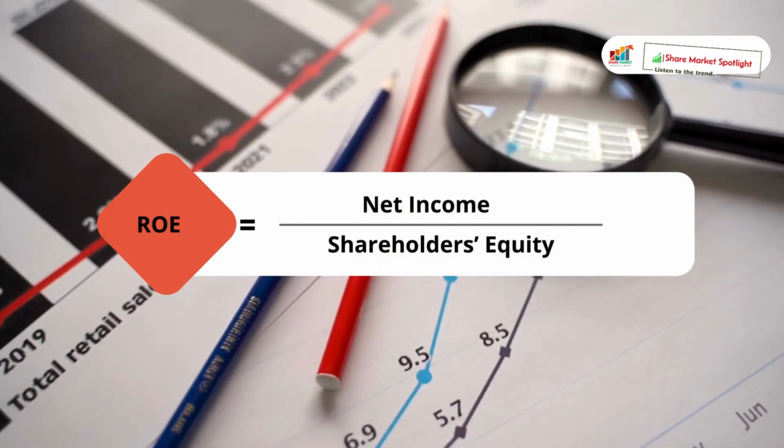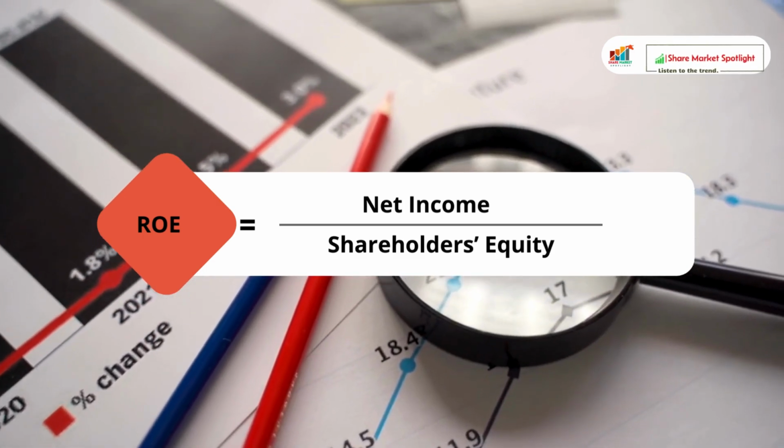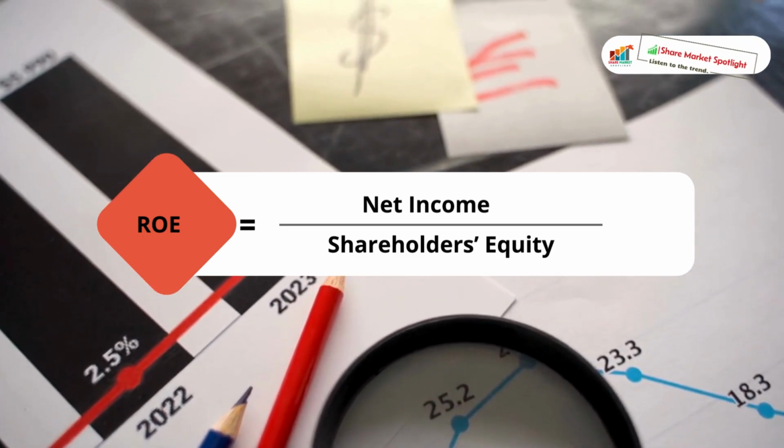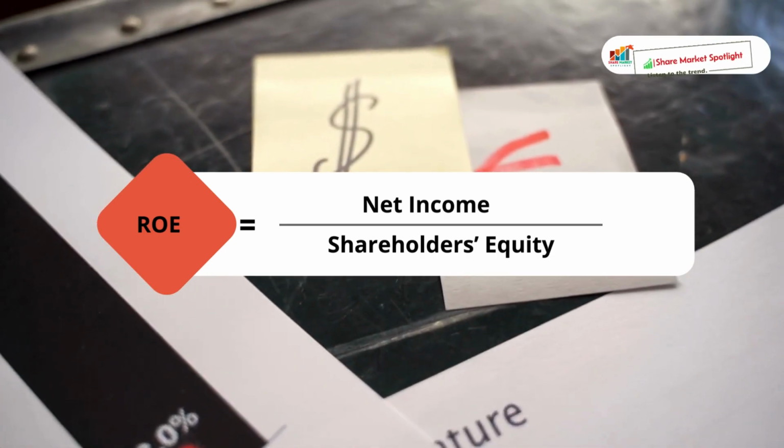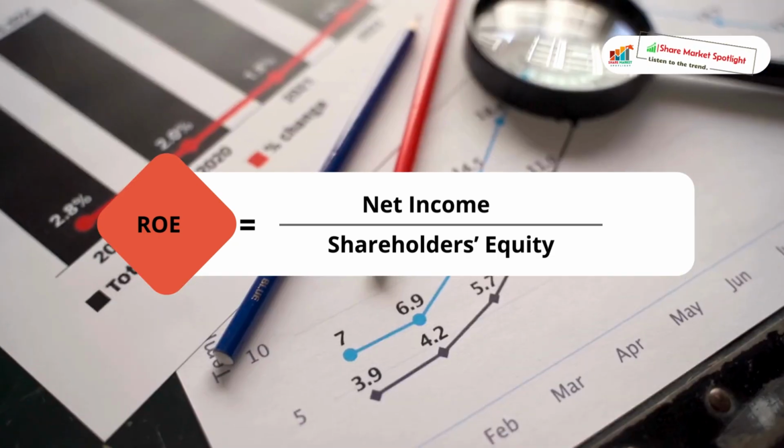Return on equity, or ROE. The return on equity measures a company's profitability relative to shareholders' equity. It's calculated as ROE equals net income upon shareholders' equity.